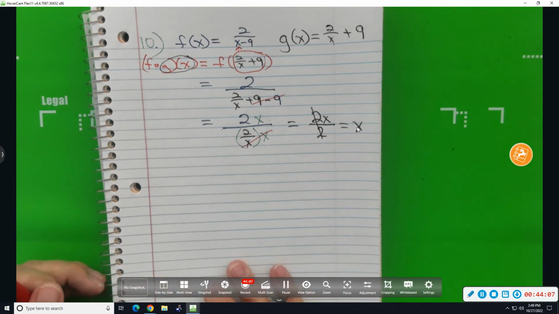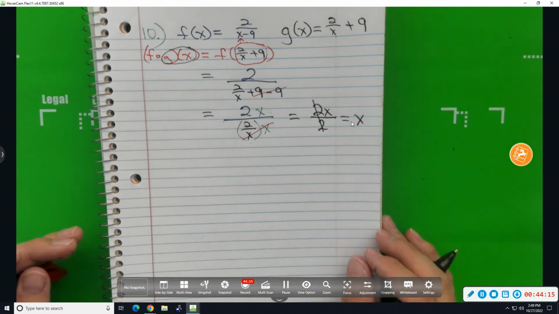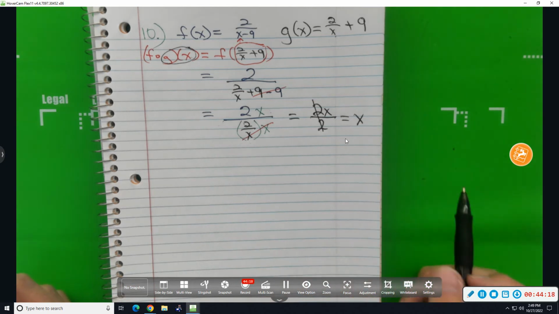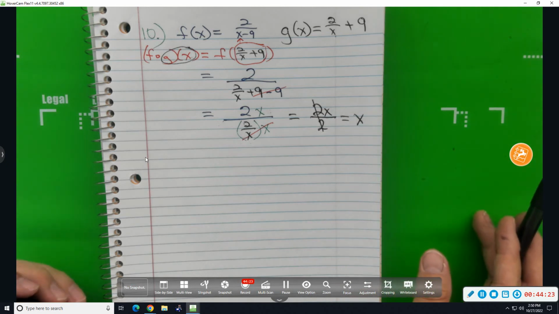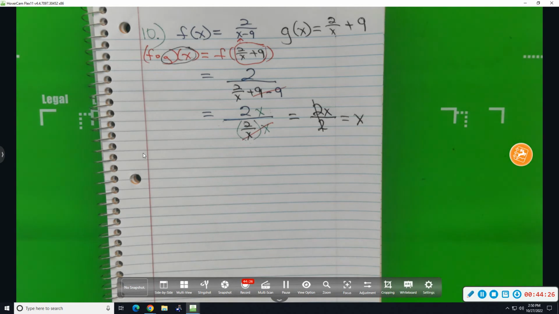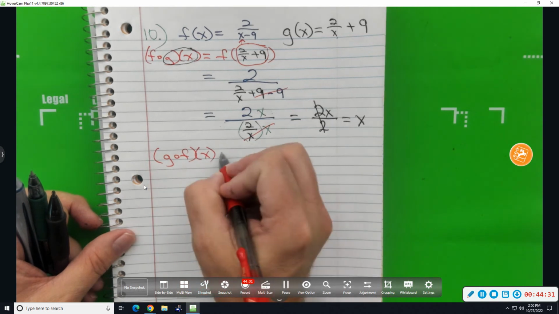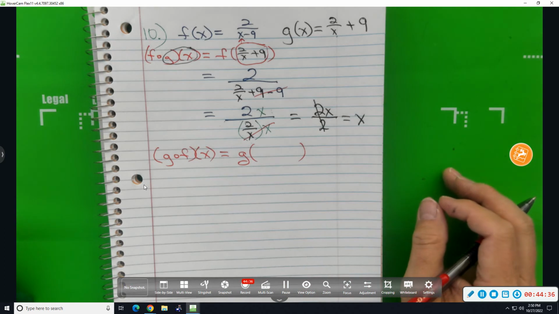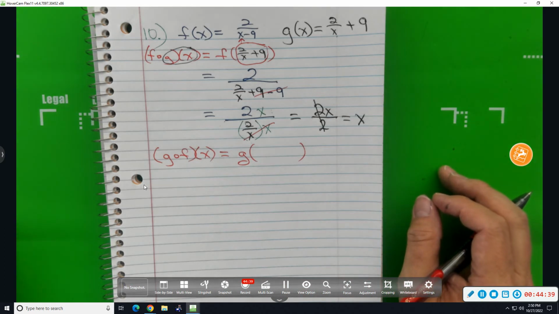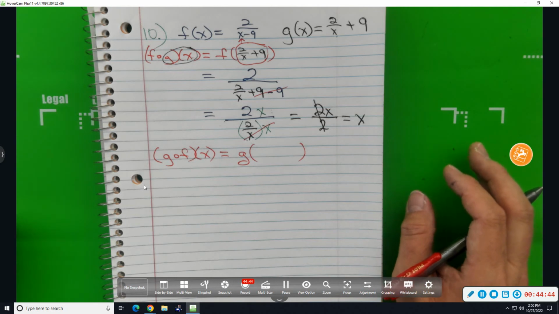If you're a gambler, there's about an 80% chance that if one of them equals x, the other one's going to equal x. Odds favor it: if one reduces to x, they'll both reduce to x. But is it guaranteed? No. The only way we don't have to gamble now, we're going to do the other one, g composed with f of x. But if you find yourself with one of them equaling x and one of them not equaling x, I'd go back and check my work, because if one composition reduces to x, odds favor the other one will also.